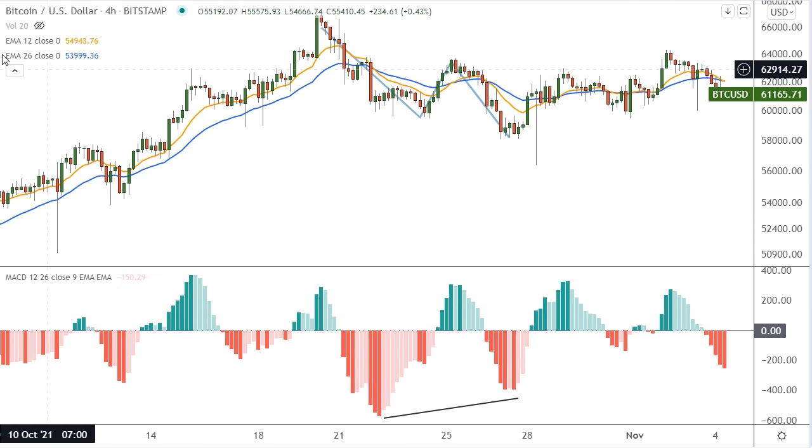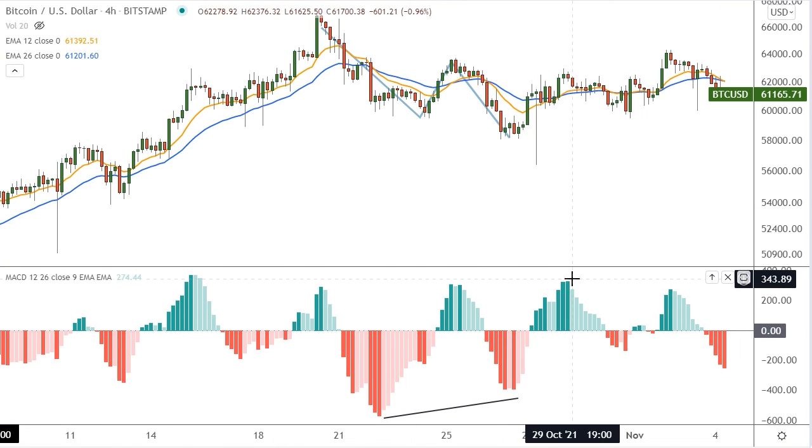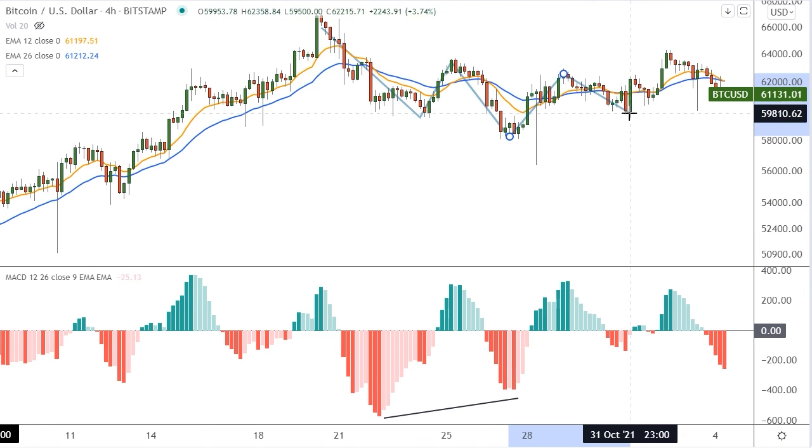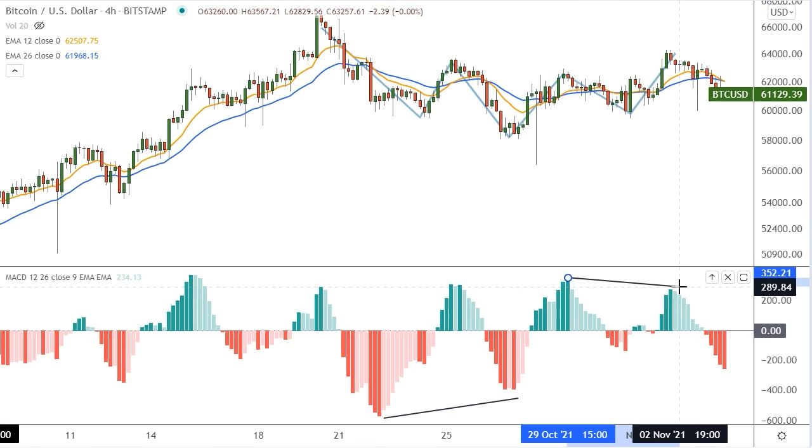By the same token, we can flip that around, and when we have a high, and then a higher high on price, but we have a lower high on the histogram, this is also indicative that the market may be turning lower. So we can use that as a potential sell signal. So that's a way that you could use the histogram, for divergences.